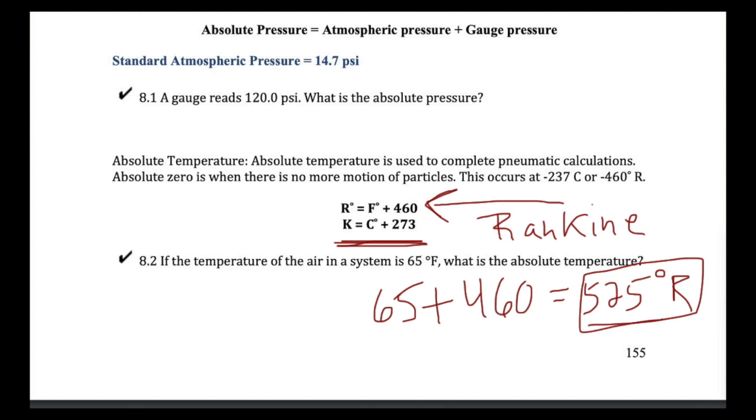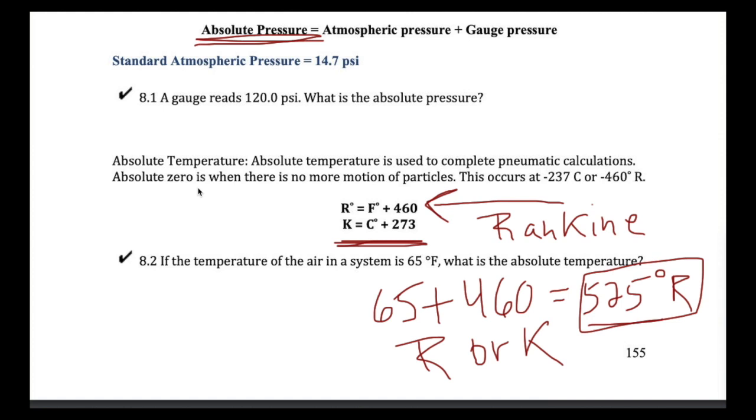Okay, so just to review, your pressures need to be absolute pressure. You need to add 14.7 to any gauges, and your temperature needs to be in either Rankine or Kelvin. So if your temperature is given in Celsius, add 273. If it's given in Fahrenheit, add 460 and use those temperatures instead. All right, let's get to some problems there.